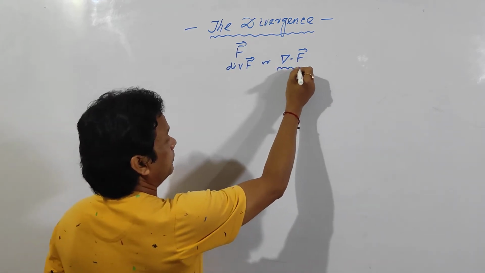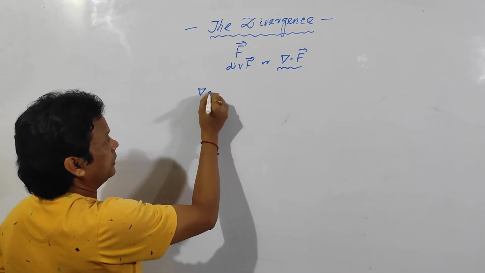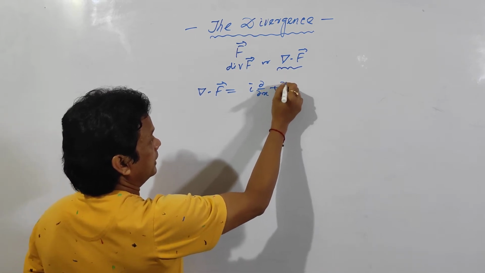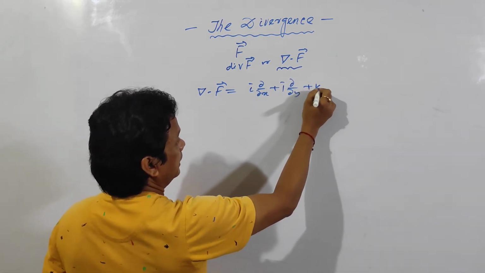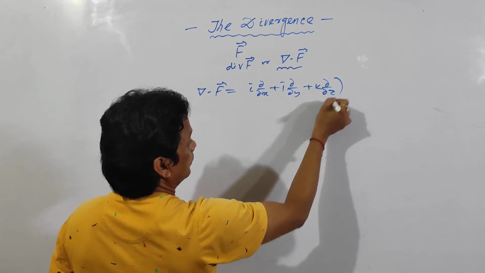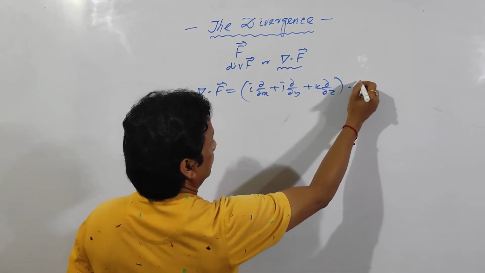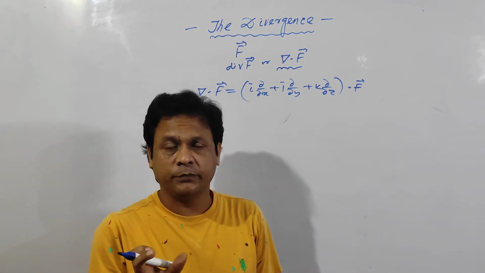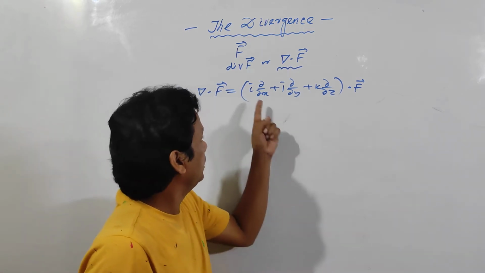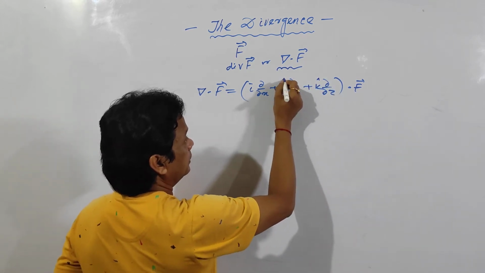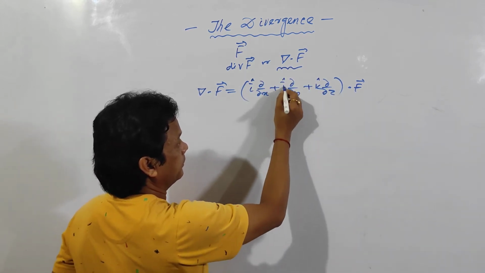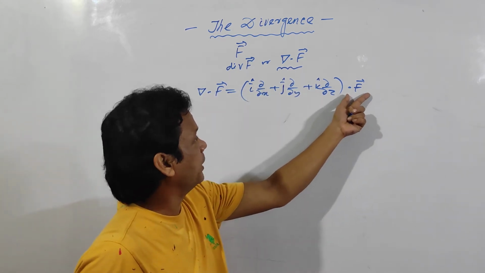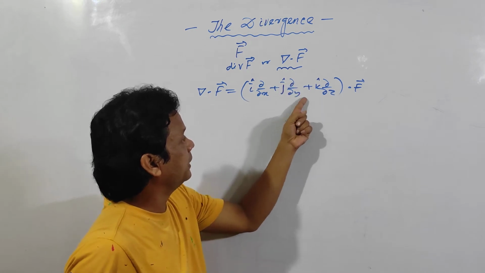So what is the definition of del dot f? Here del dot f vector is equal to i del by del x plus j del by del y plus k del by del z dot f vector. But dot product should be present between two vector quantities. Here i, j, k are vector quantities. Clear? i cap, j cap, k cap are vector quantities, and if you operate these with a vector, it will become del f by del x, del f by del y, del f by del z.